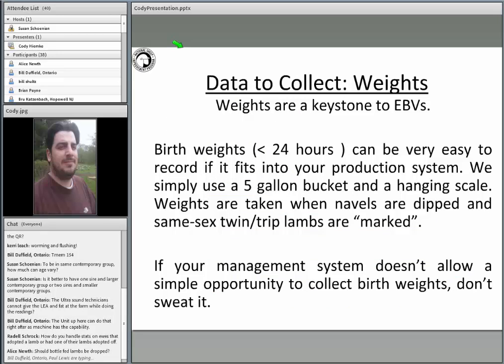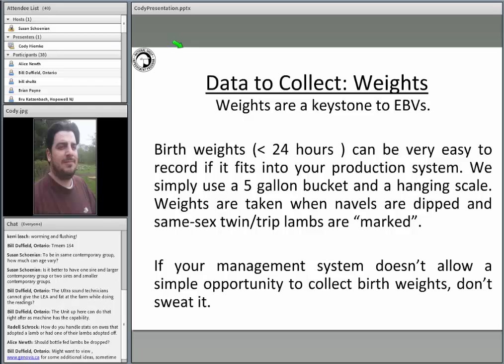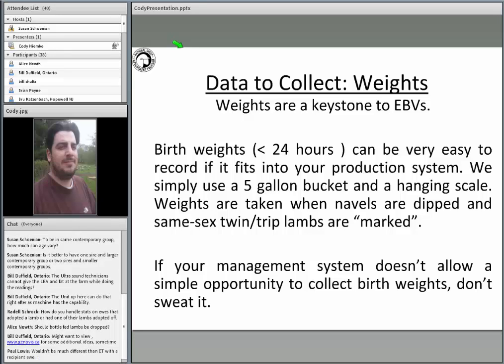Okay, so data to collect, and similar to contemporary groups, weights are obviously a keystone to EBVs. And birth weights, I am very aware that a lot of people don't take birth weights, especially in some more extensive programs. They can be easy to take if it works in your system. It's one of my wife's favorite times of the year, where she gets to see me put the little lambs in the bucket and hang them up after I've dipped their navels.